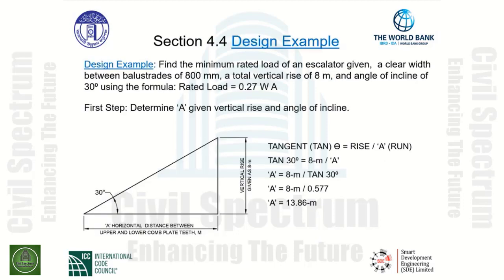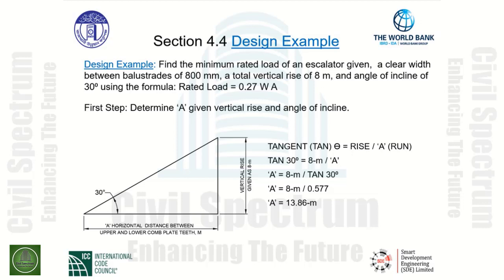As an example, we have provided a design example according to the following. Find the minimum rated load of an escalator given a clear width between balustrades of 800 millimeters, a total vertical rise of 8 meters, and an angle of incline of 30 degrees, using the formula rated load equals 0.27 times W times A.